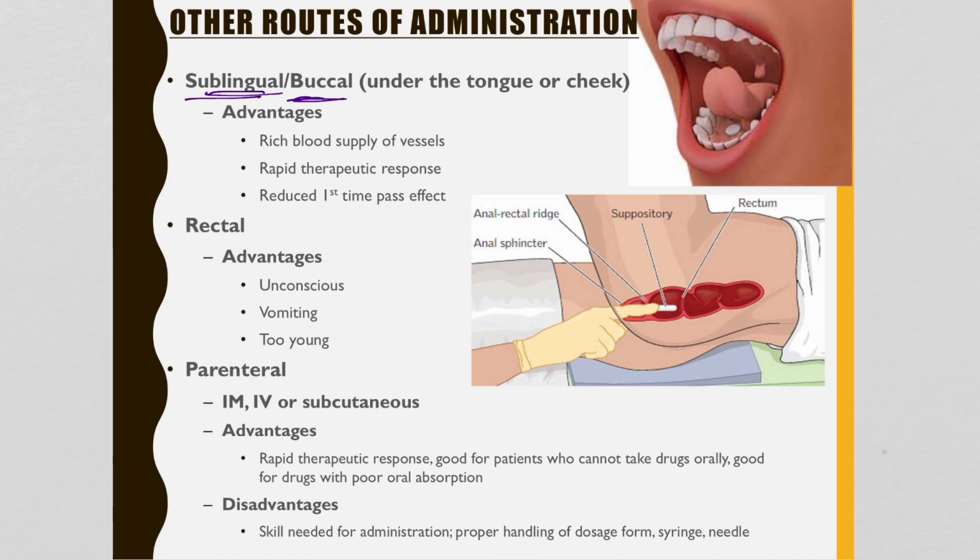What we know about this is there is a rich blood supply of vessels in both the cheek and the tongue. And so you get a rapid therapeutic response, much more rapid than taking a drug orally because of all of the different ways in which the drug has to be absorbed, metabolized, and distributed. And what we also know is it reduces the first pass effect, making more of the drug available to be delivered to the system.